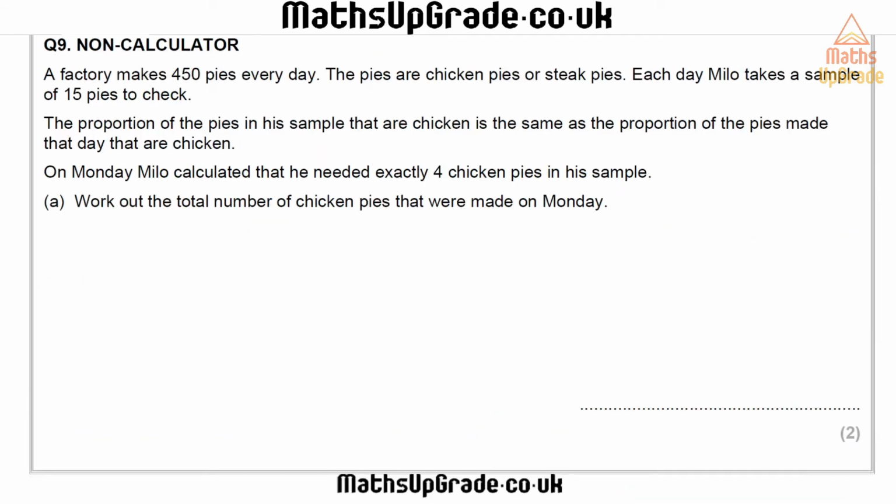In question 9, we're told that a factory makes 450 pies every day. The pies are chicken pies or steak pies, and each day Milo takes a sample of 15 pies to check. This next sentence is critical to the question. The proportion of the pies in his sample that are chicken is the same as the proportion of pies made that day that are chicken. On Monday, Milo calculated that he needed exactly 4 chicken pies in his sample. We need to work out the total number of chicken pies that were made on Monday.